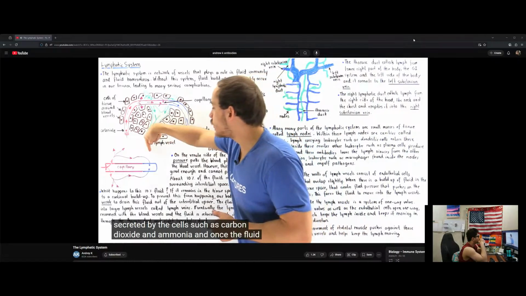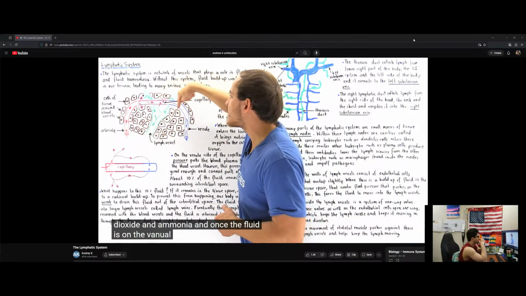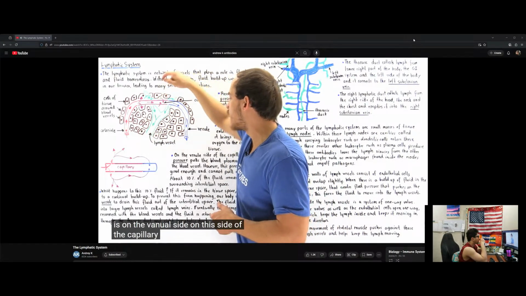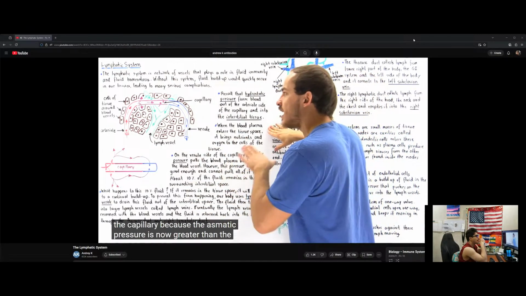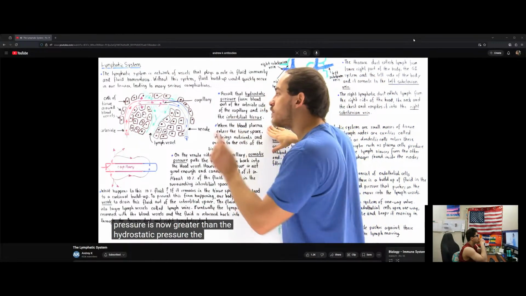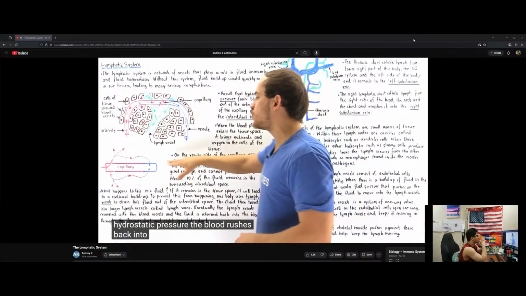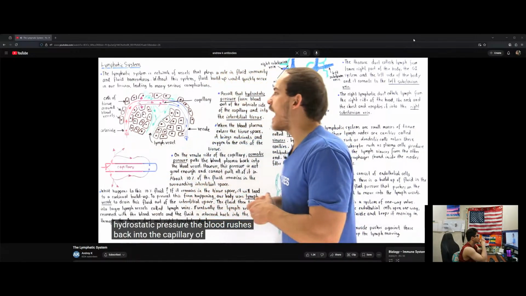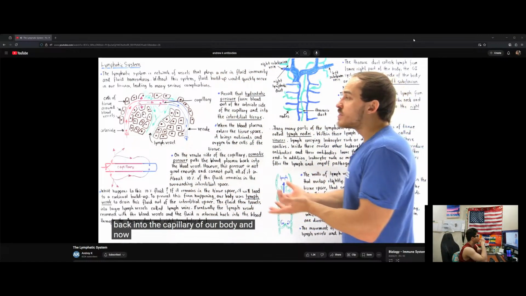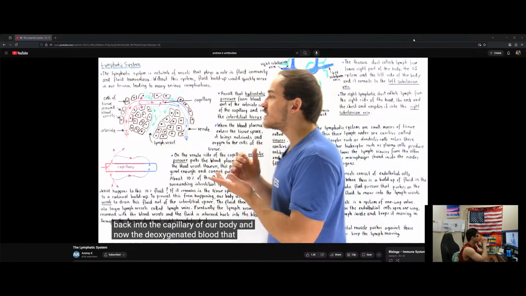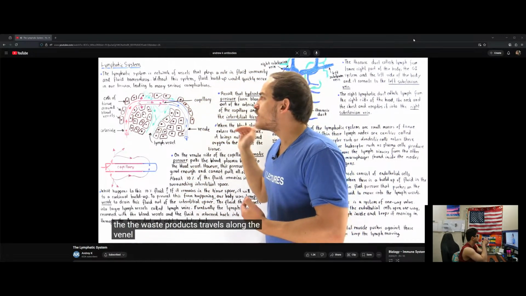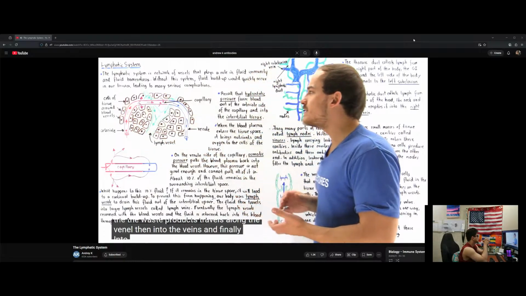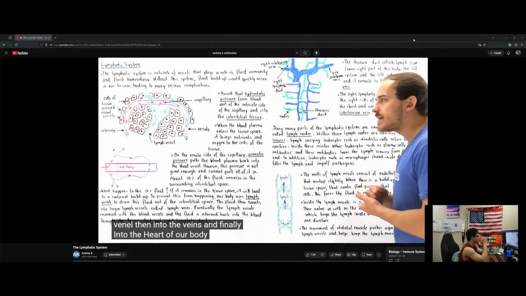And once the fluid is on the venule side, on this side of the capillary, because the osmotic pressure is now greater than the hydrostatic pressure, the blood rushes back into the capillary of our body. And now the deoxygenated blood that contains the waste products travels along the venule, then into the veins, and finally into the heart of our body.